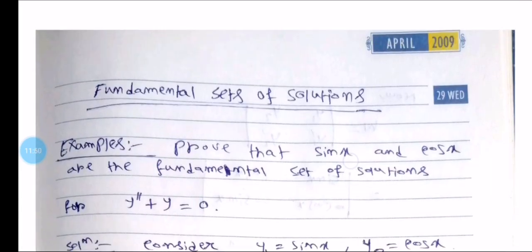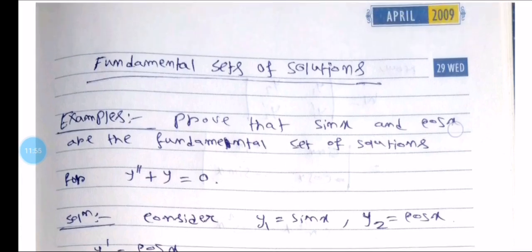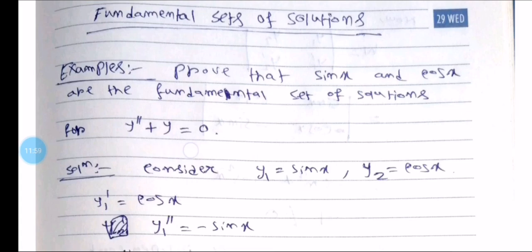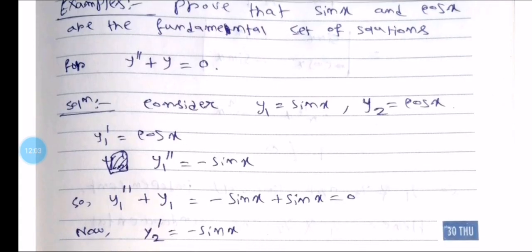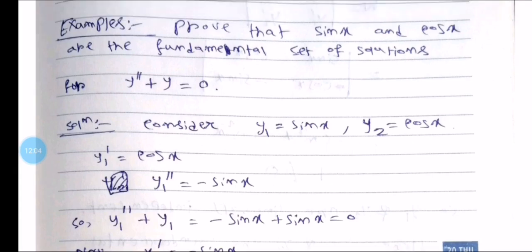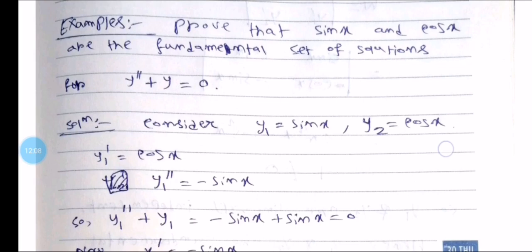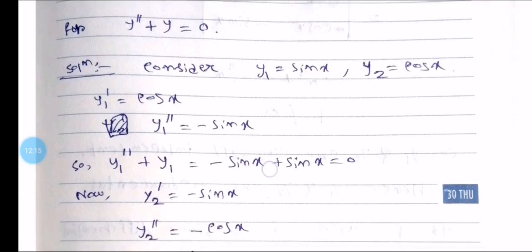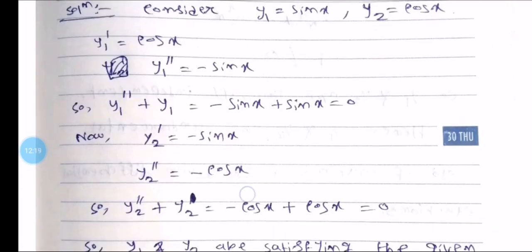Now we will see one example. Prove that sin x and cos x are the fundamental solutions of the given differential equation y double dash plus y equal to 0. Suppose y1 equal to sin x and y2 equal to cos x. I have found y1 dash, y1 double dash, and similarly y2 dash and y2 double dash.